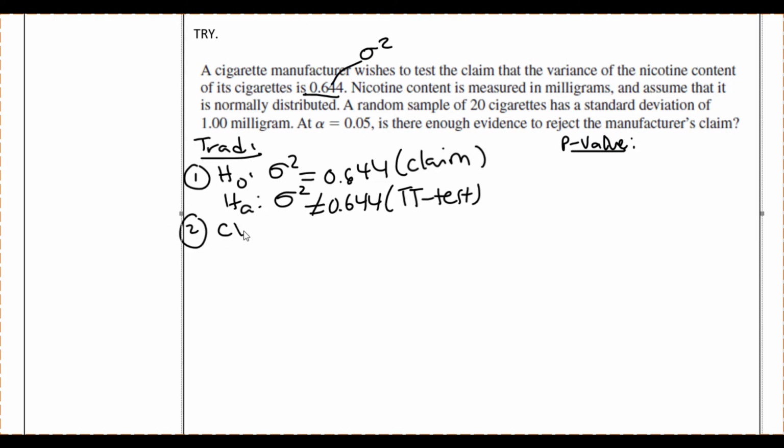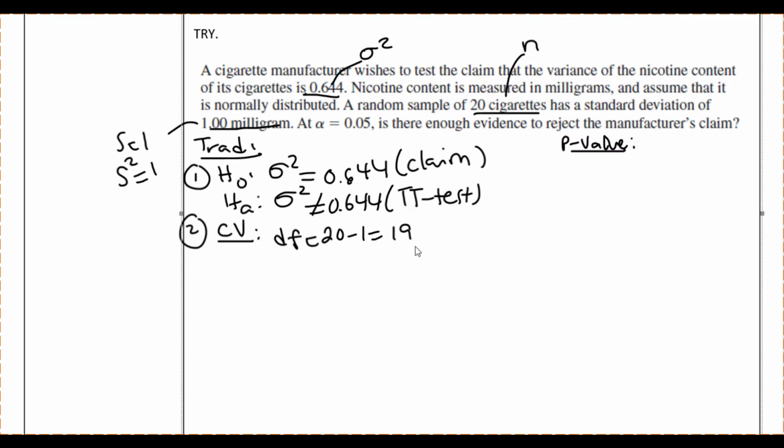Now step two is the critical value. So we need our DF. It says a random sample of 20 cigarettes, so that's our N, has a standard deviation of 1 milligram. So again, they're trying to trick you with the standard deviation. So this right here is our S. So S is equal to 1, which means we need to do the sample variance, which is squaring it. But 1 squared is going to give us 1 anyways, so it won't really change the answer. However, if it wasn't 1, it would change your variance. So we got a degree of freedom of 20 minus 1, or 19.